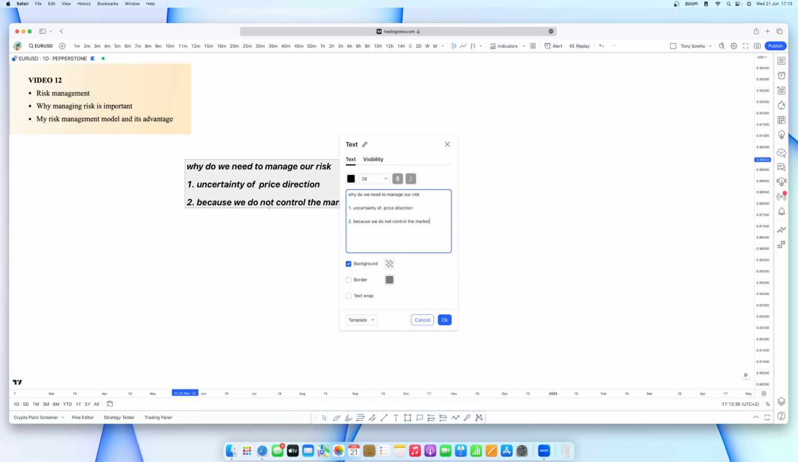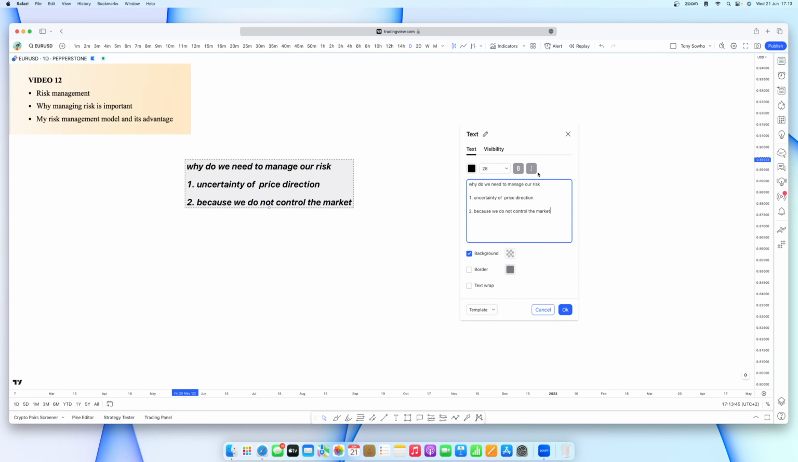Okay, so because we do not control the market, that can lead to uncertainty of price direction. If I can control the market, then there is no need for me to be worried about uncertainty of price direction, since I can move price to wherever I want to. Are you seeing it now?